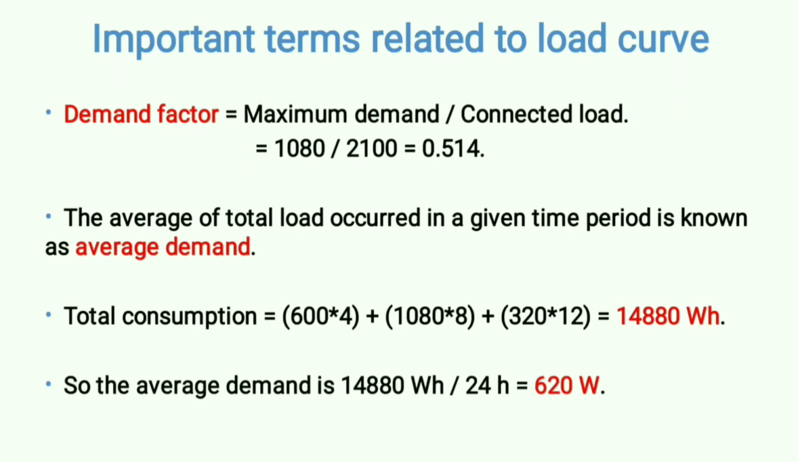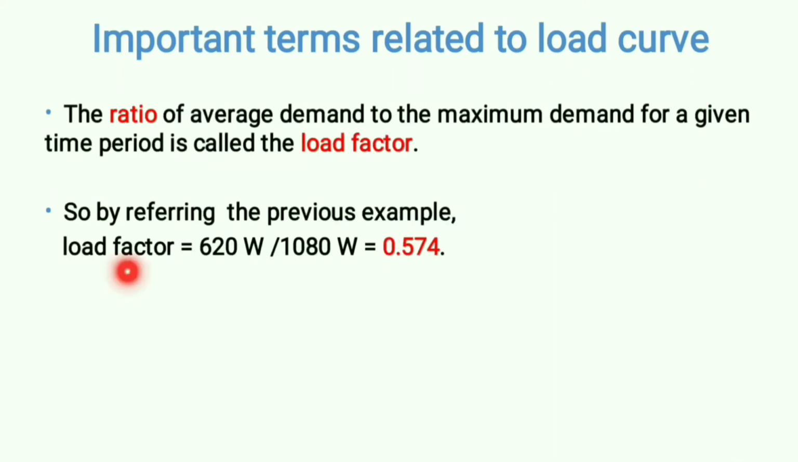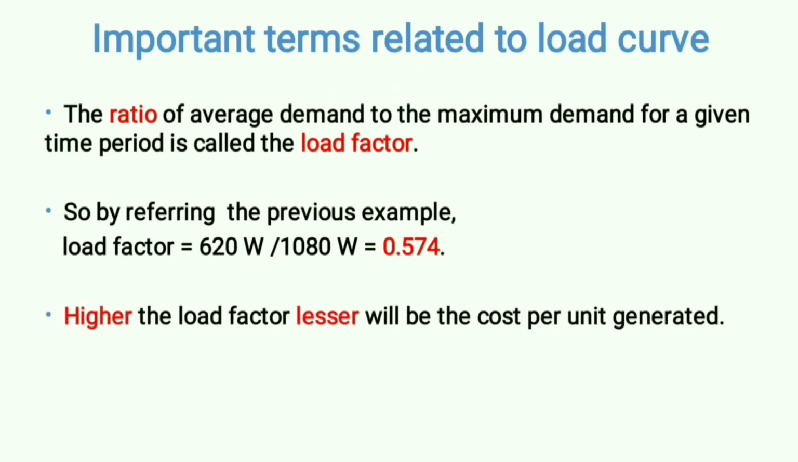See here, I have already determined the average demand to be 620 watt, and I have determined the maximum demand to be 1080 watt. So the load factor will be 620 watt by 1080 watt, that means 0.574. Higher the load factor, lesser will be the cost per unit generated.